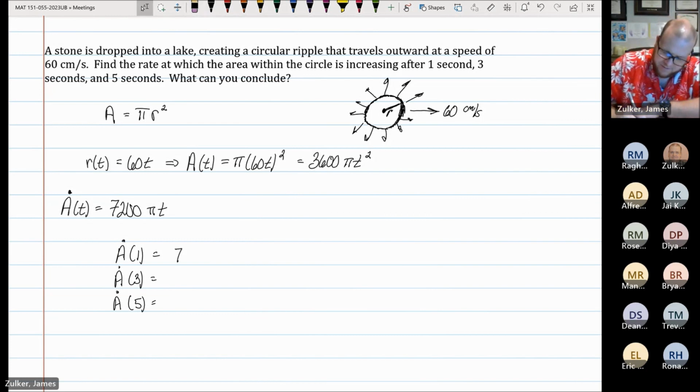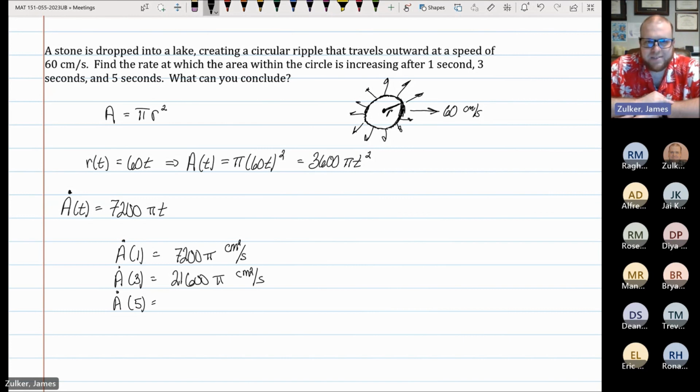After 1 second, 7,200 pi square centimeters per second. After 3 seconds, that'd be 21,600 pi, and again, square centimeters per second. And then after 5 seconds, 36,000 pi square centimeters per second, right?